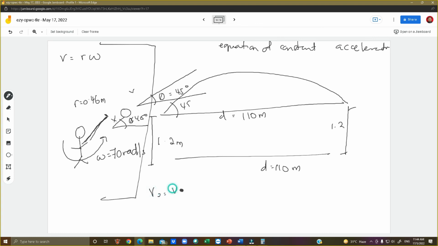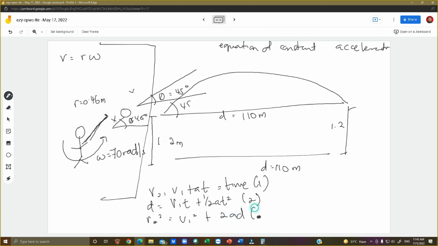V2 equals V1 plus AT, to find time. This is equation 1. D equals V1T plus half AT square. This is equation number 2. And equation number 3, V2 square equals V1 square plus 2AD.